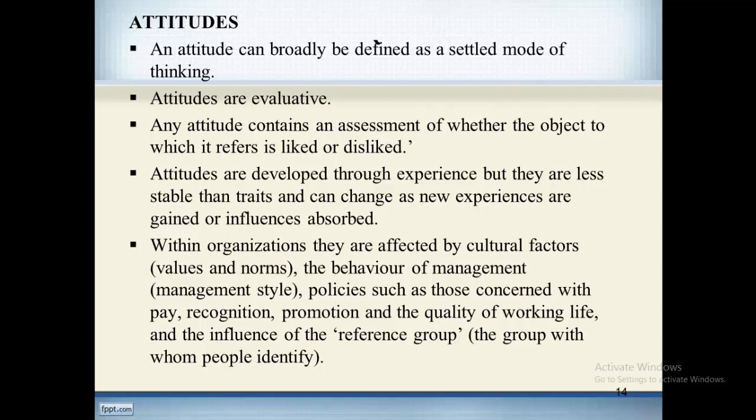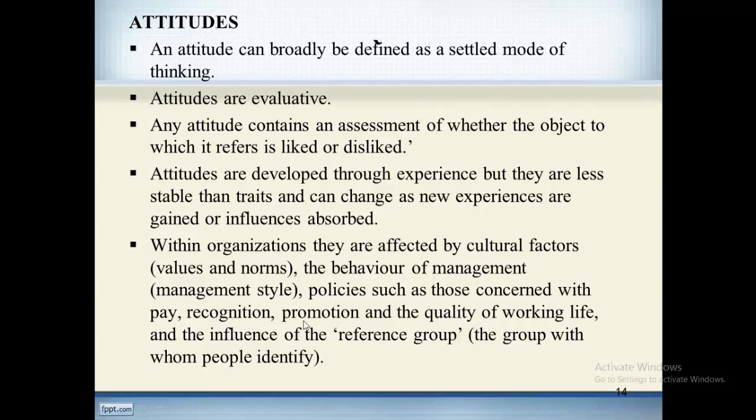Similarly, consider the policies, like the pay policy. If he is getting a competitive salary, he has recognition. This is one of the major determinants of behavior. If his services are recognized, if he does good and he is appreciated and rewarded, then definitely he will be in a position to work properly, more effectively and efficiently.